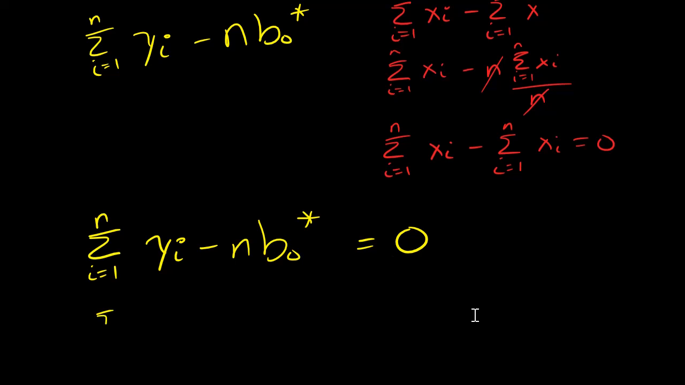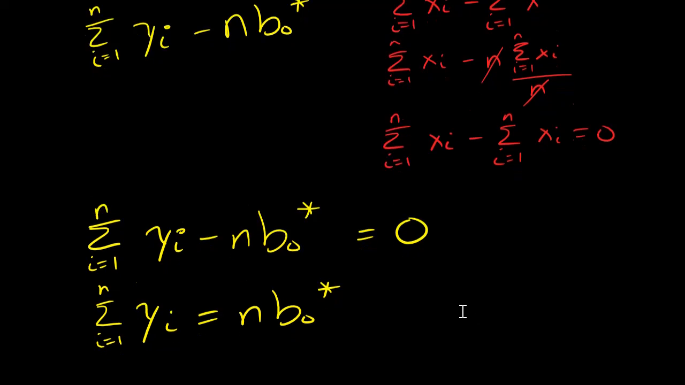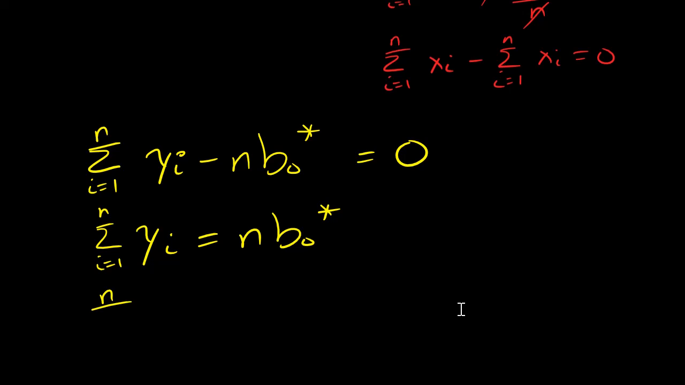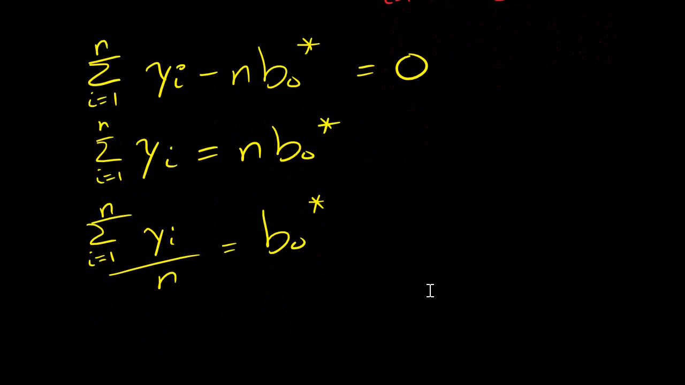If I add n times b0 star to both sides, I get n times b0 star equals the sum of y_i. Just doing algebra now. Then divide both sides by n, and that is y bar.